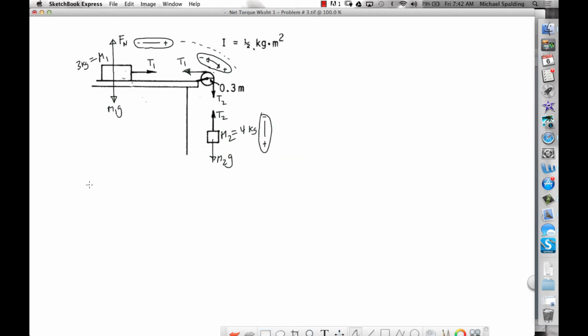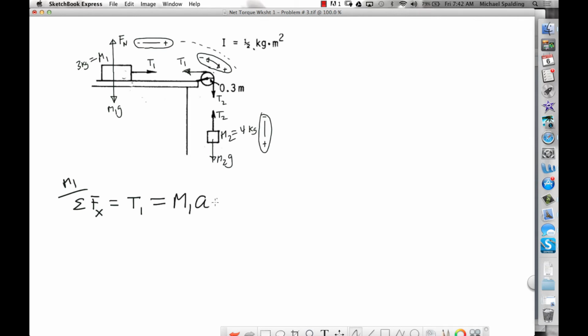Okay. So now, for M1, we're going to sum the forces in the x direction. How many forces are in the x direction for M1 right here? Just one. T1, that's it. That's the only force in the x direction. What is the sum of the forces equal to?